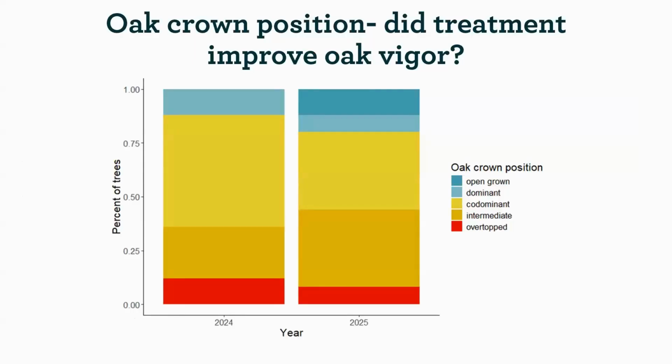Unlike Grasshopper, there was no significant effect of treatment on crown position, which makes sense. You can see a tiny shift for more open grown oaks in 2025, where we had 3 trees classified as open grown and none before the treatment.